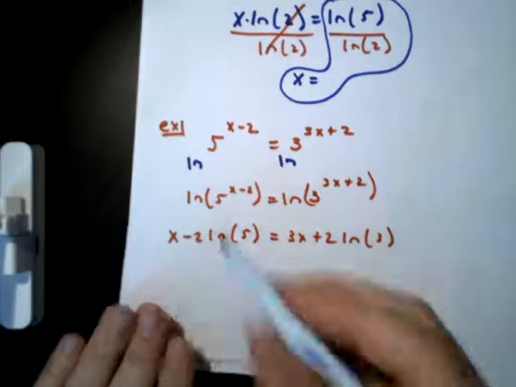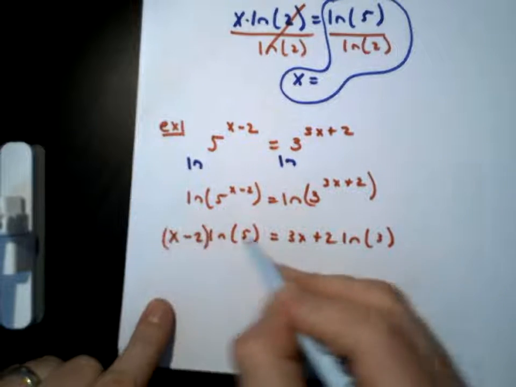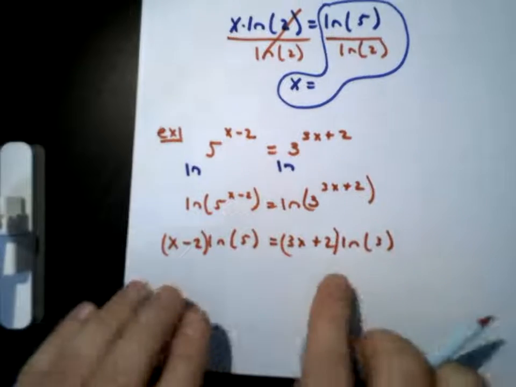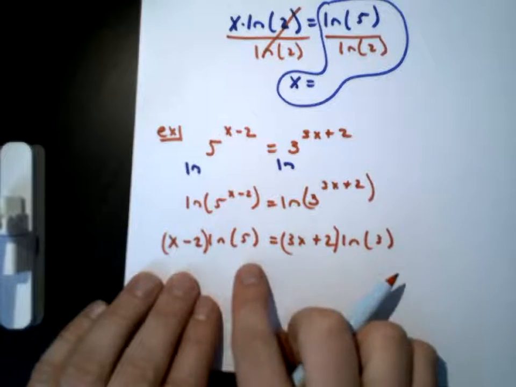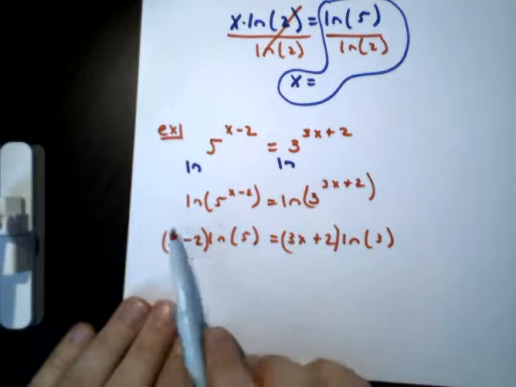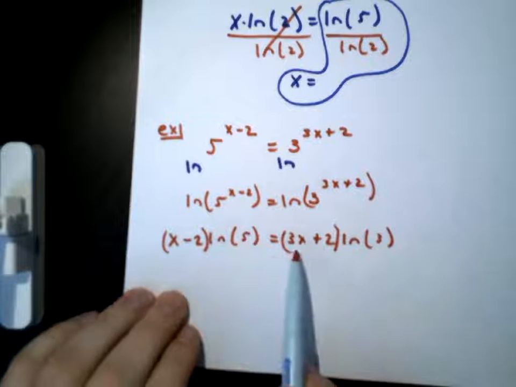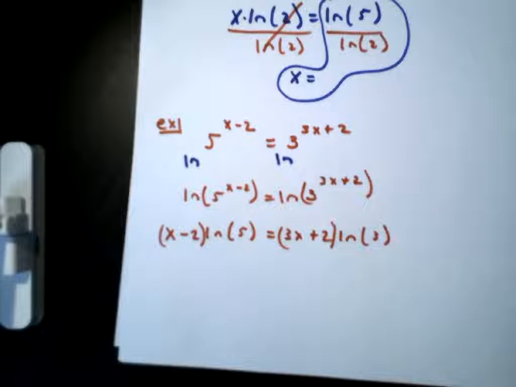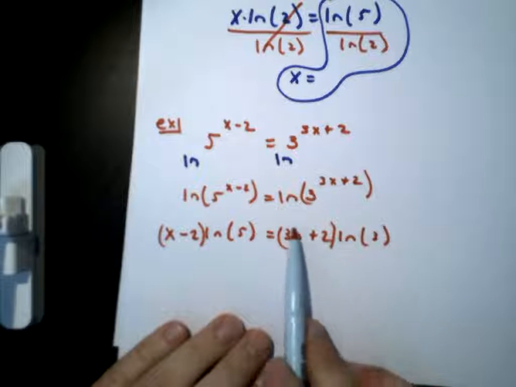All right. And if you really want to, you might want to put parentheses around these so you don't get them mixed up. Sometimes that happens. All right, now what? Well, looks like we're going to have to do a little distributive property. Yeah, we're solving for x. This looks kind of terrible, but it's okay.